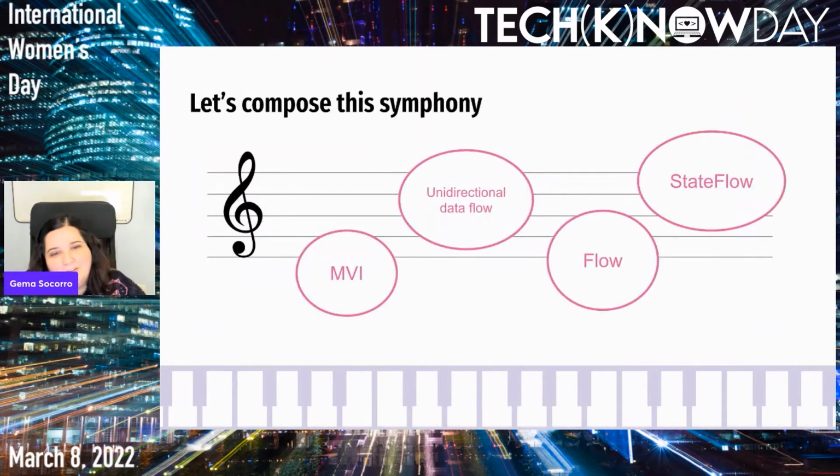And now we are going to compose this symphony. Well, using those chords, we are going to use MVI, unidirectional data flow, which is a concept strictly related to MVI. We are going to use SharedFlow and StateFlow. And we are going to start with the first one.